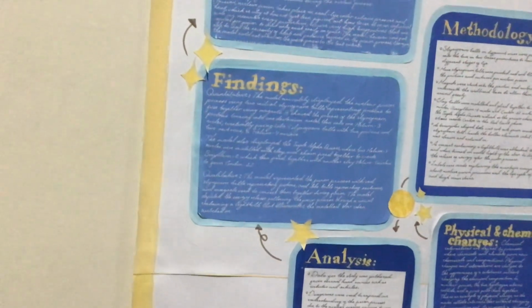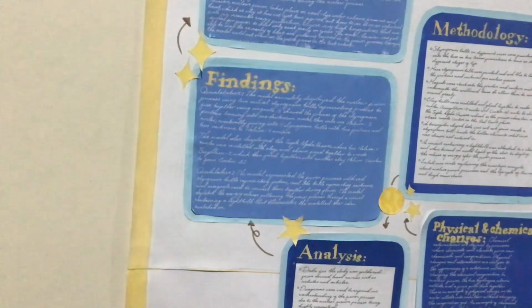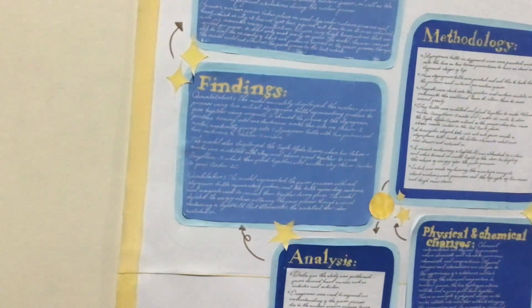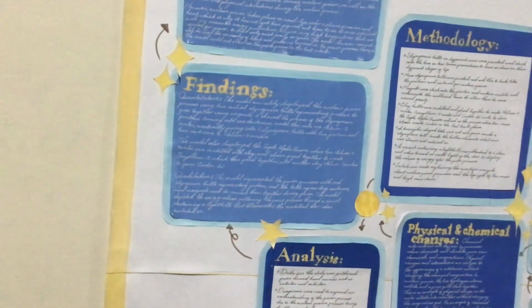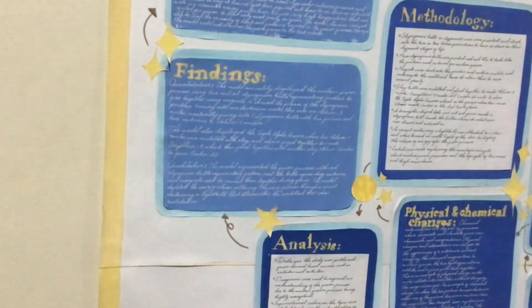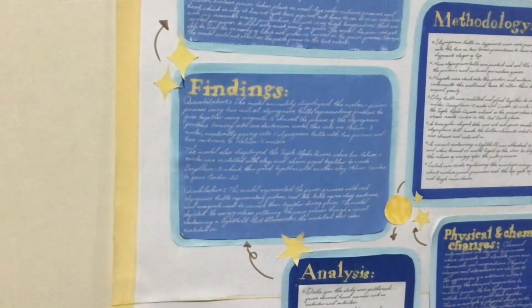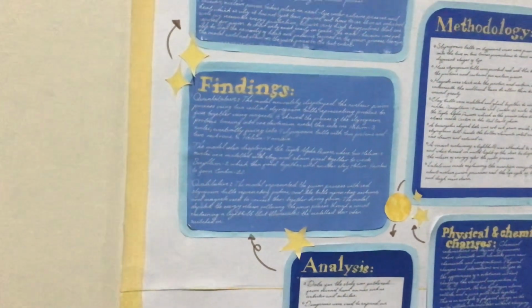My qualitative data is that the model represented the fusion process with red styrofoam balls representing protons and blue styrofoam balls representing neutrons, and magnets used to connect them together during fusion. The model depicted the energy release following the fusion process through a circuit containing a light bulb that illuminated the modeled star when the switch was turned on.